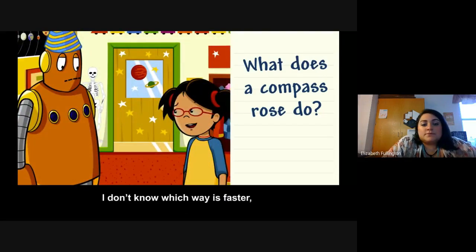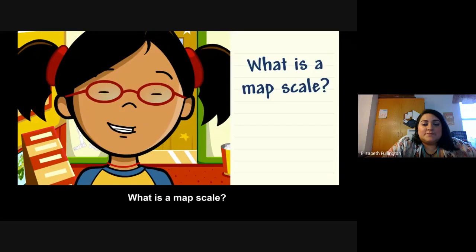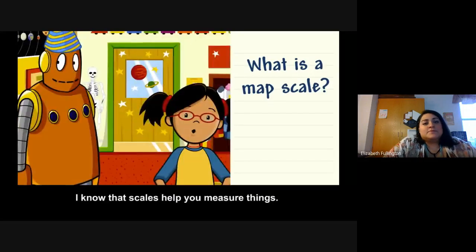I don't know which way is faster, but I know how to find out. What is a map scale? I know that scales help you measure things.